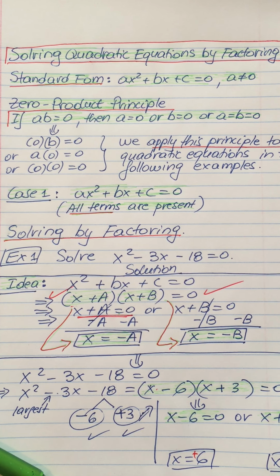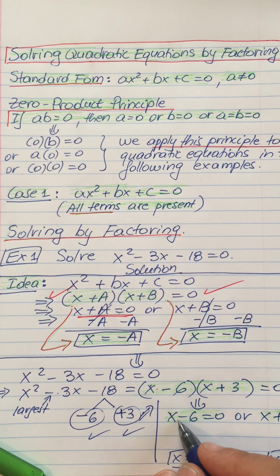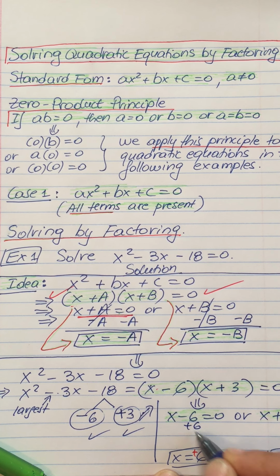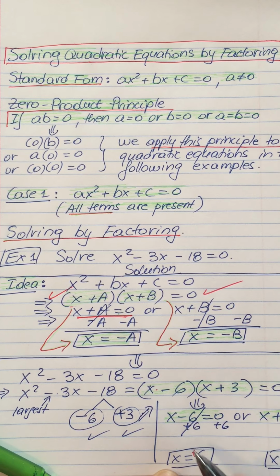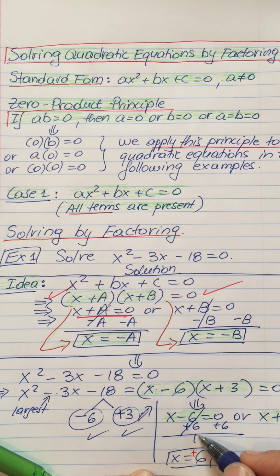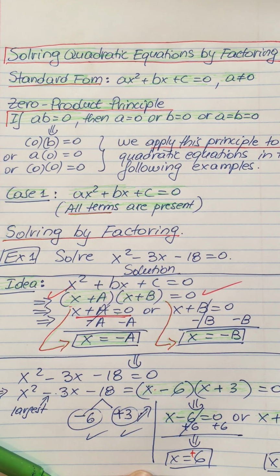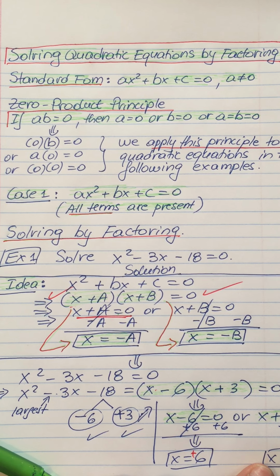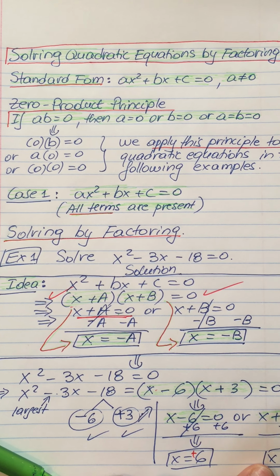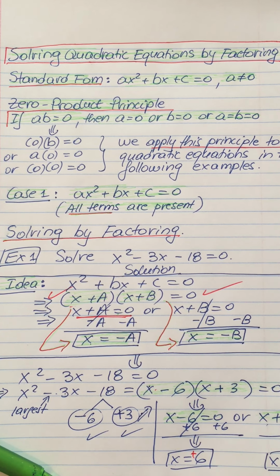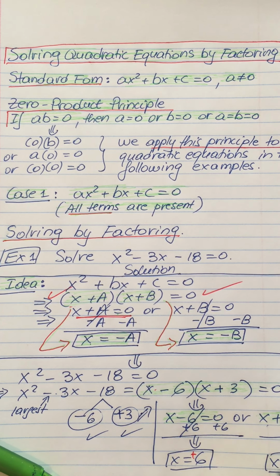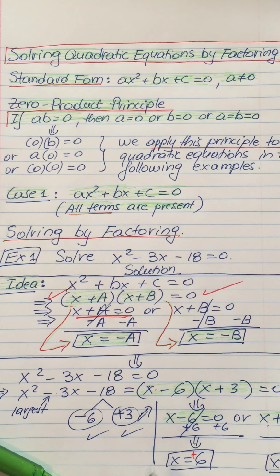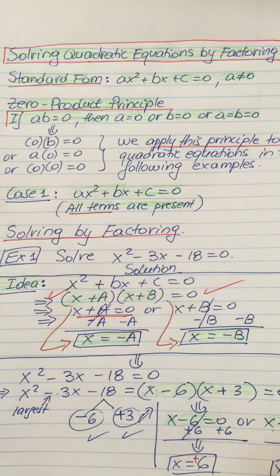Or you can solve these two small equations, adding 6 to both sides, and you know that this is positive 6. Or here, subtracting 3 from both sides, and you know that this is negative 3. So you can go directly, just changing the sign, or you solve these two small equations. Now let's go to another example.